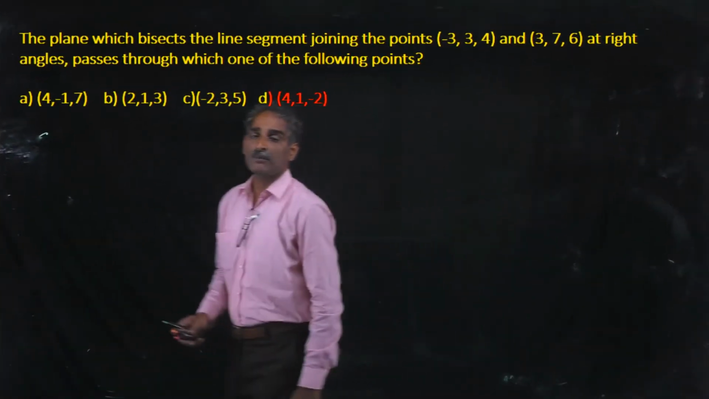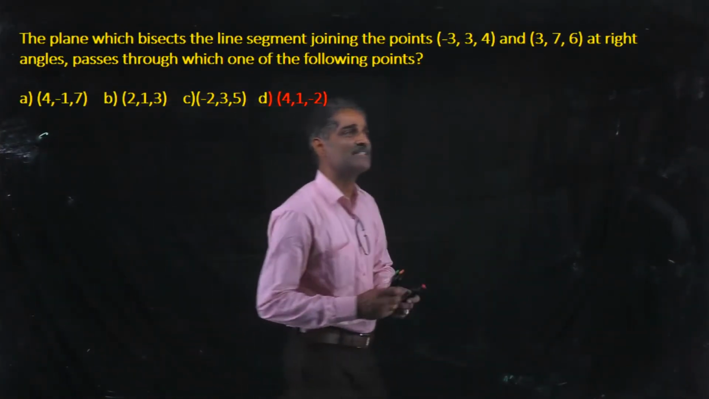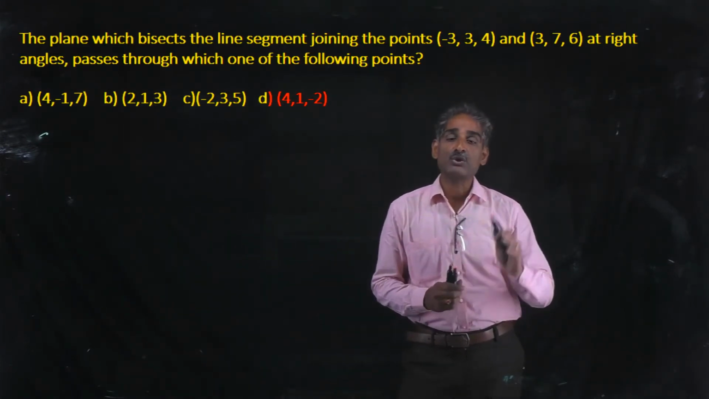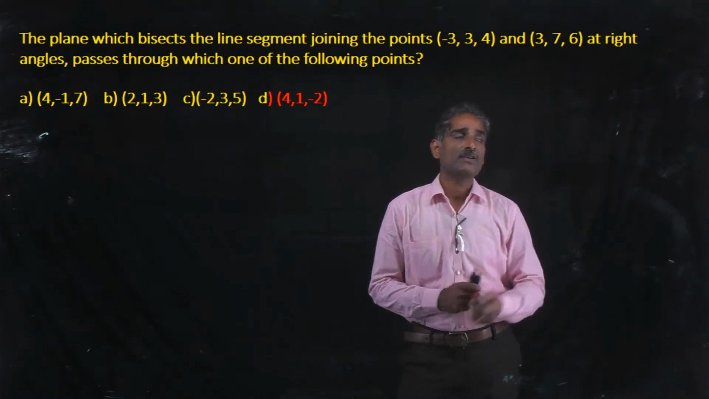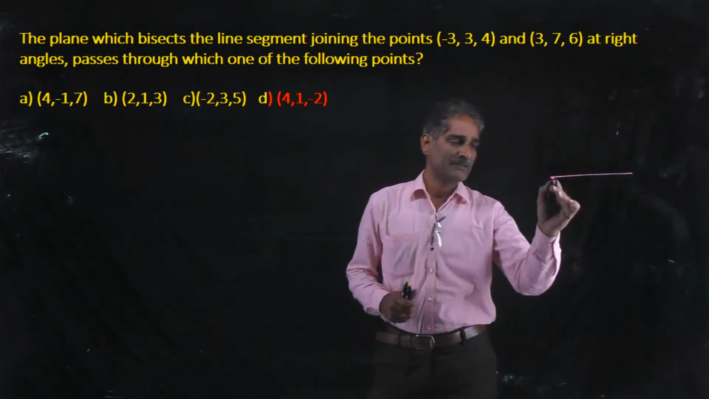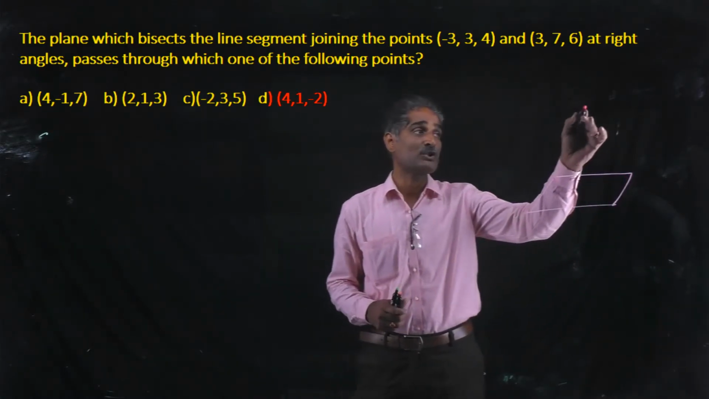Okay, see this problem. The plane which is bisecting the line segment joining the 2 points at right angles passes through which of the following points? So first of all we have to find out the equation of the plane. Suppose this is the position of the plane. This is the plane bisecting the line segment joining the 2 points.